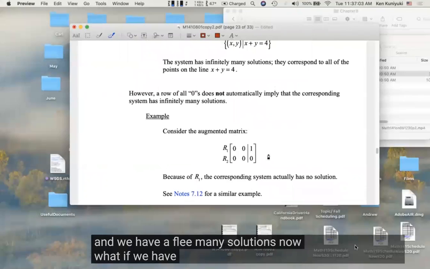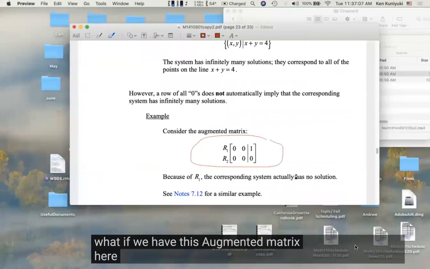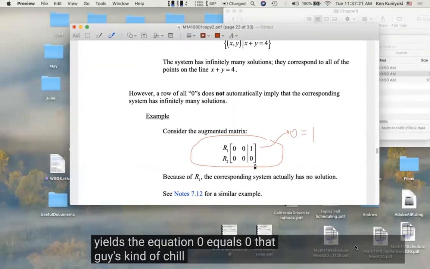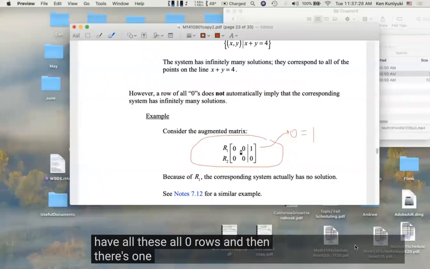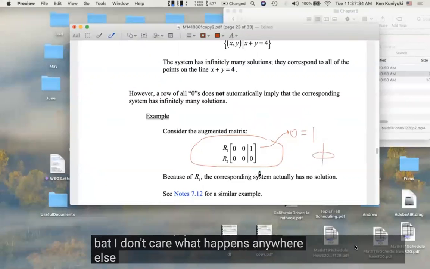Now, what if we have this augmented matrix here? Well, this guy ruins it. 0 equals 1. Because this equation here yields the equation 0 equals 0. That guy's kind of chill, but this guy ruins it. In fact, you could have a matrix where you have all these all 0 rows, and then there's one guy that spoils it all, right? Like the weak link. If you see any row that's like that, it's empty set right off the bat. I don't care what happens anywhere else.